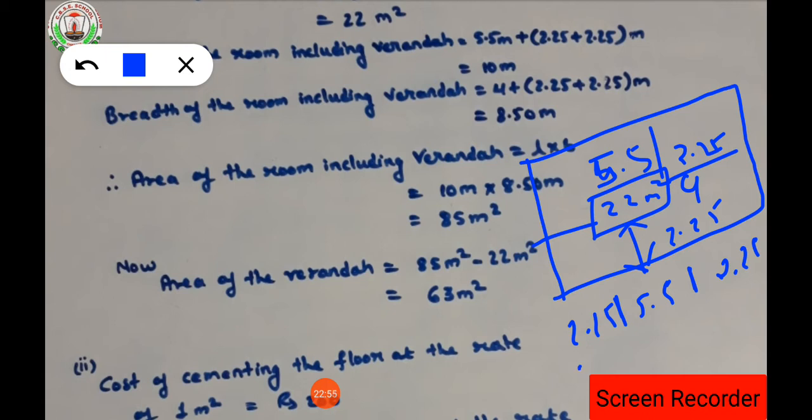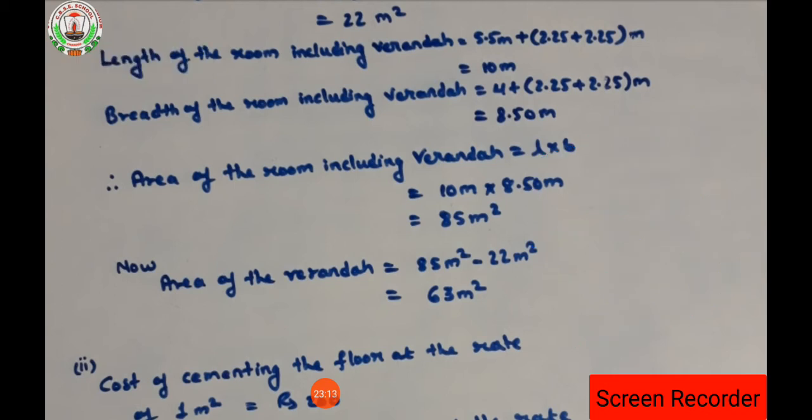So what is the total length of the room including the veranda? The 5.5 length of the room will be added with 2.25 and 2.25, isn't it? So here the length of the room including veranda will be 5.5 meter plus 2.25 plus 2.25 meter. So it will be how much? It will be 10 meter.